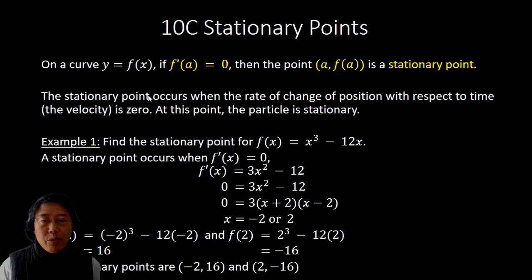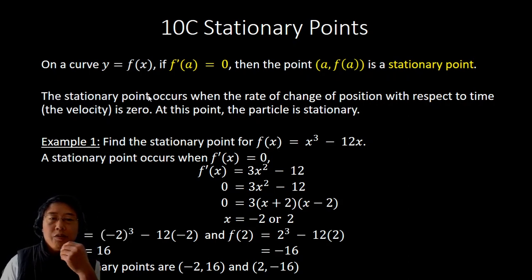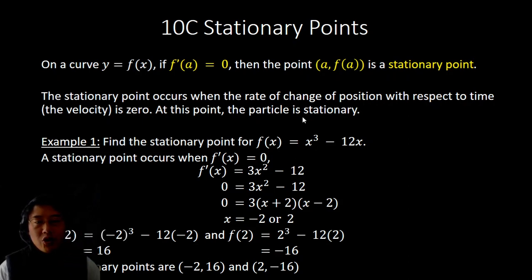So the stationary point occurs when the rate of change of position with respect to time is 0, which we would define as the velocity. That's in a situation when instead of having the x variable, we use a time variable. So at this point, the particle is stationary.